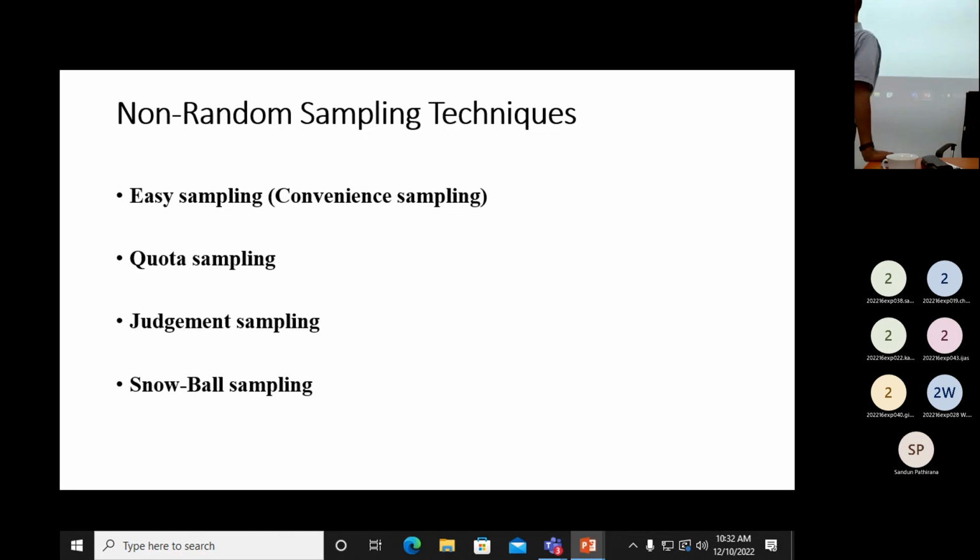But what is the advantage? The advantage is, right, if it is difficult to identify sample items, we can use this one. That is the advantage. If it is difficult to identify sample items, this method can be applied.